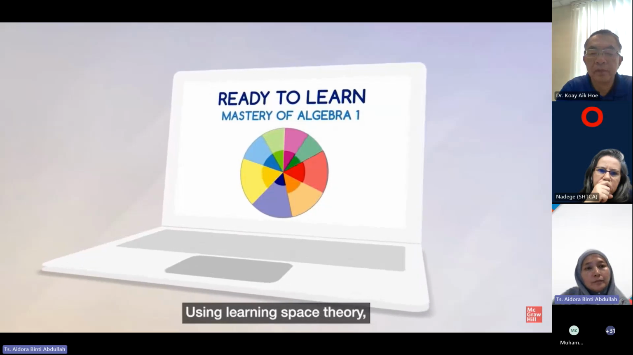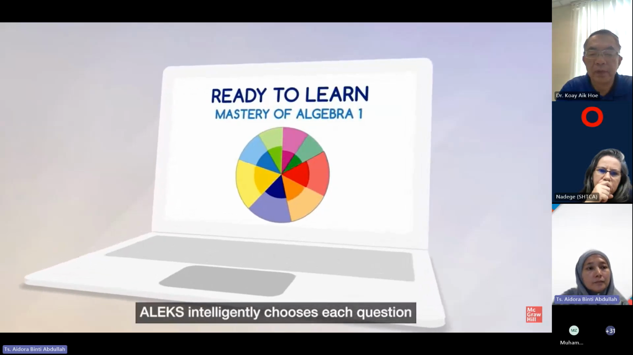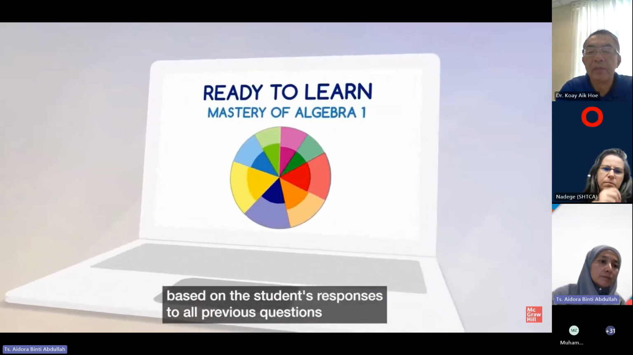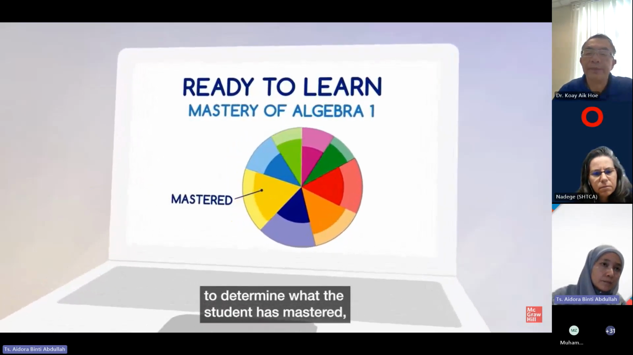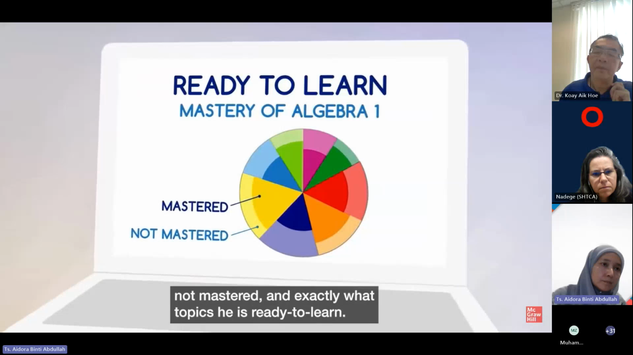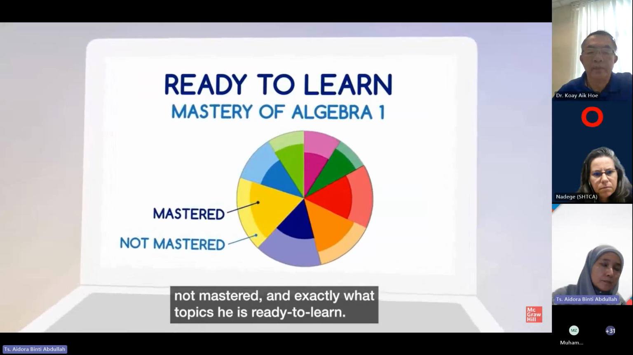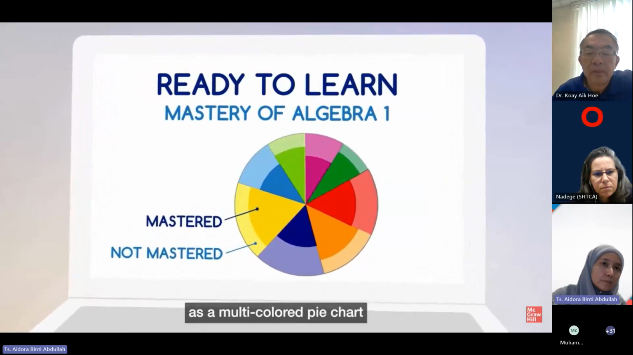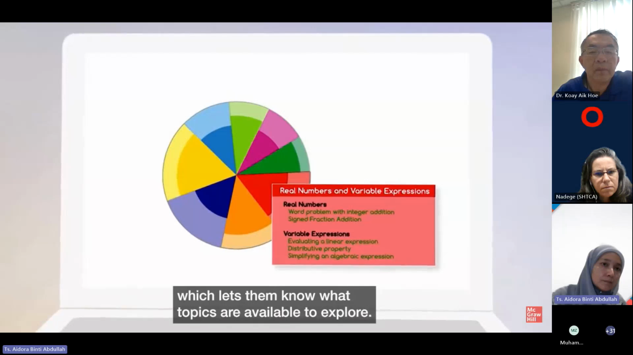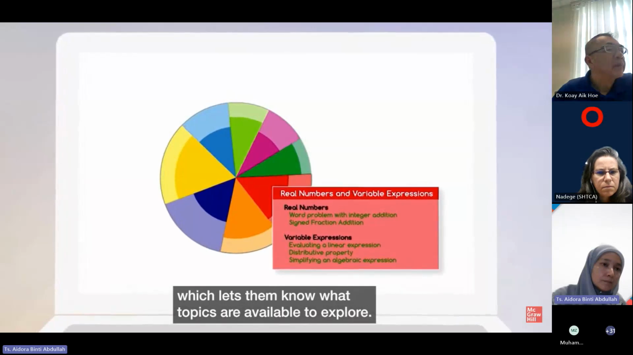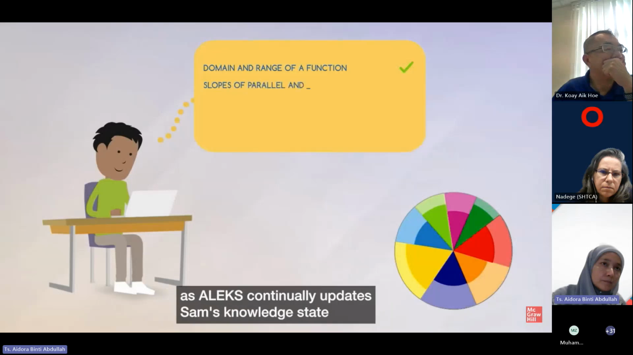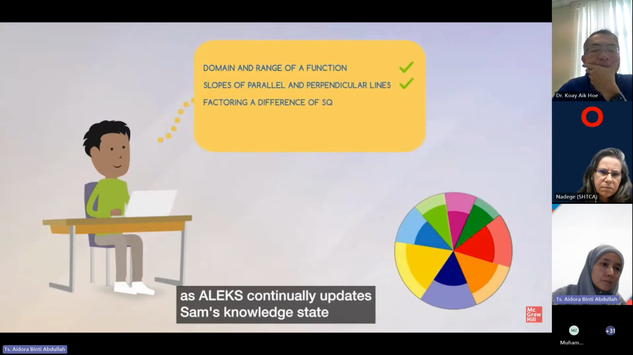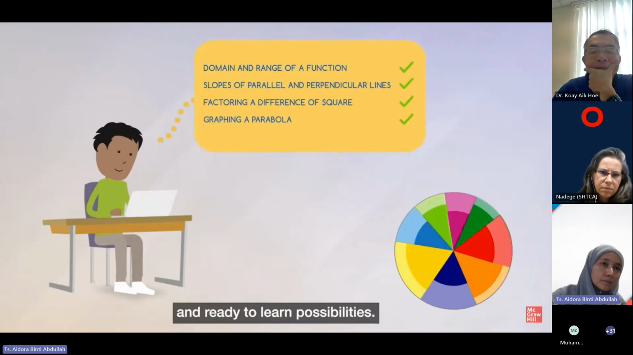Using learning space theory, ALEX intelligently chooses each question based on the student's responses to all previous questions to determine what the student has mastered, not mastered, and exactly what topics he is ready to learn. The student sees their knowledge state as a multicolored pie chart, which lets them know what topics are available to explore. Everything happens step by step, one topic at a time, as ALEX continually updates Sam's knowledge state and ready-to-learn possibilities.